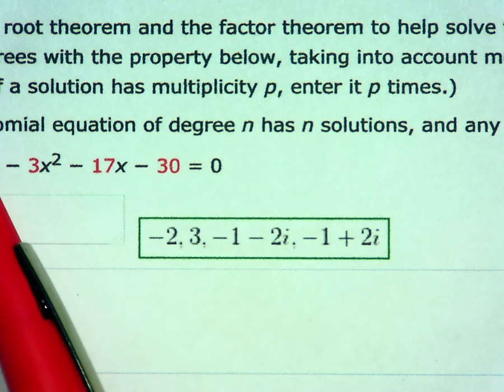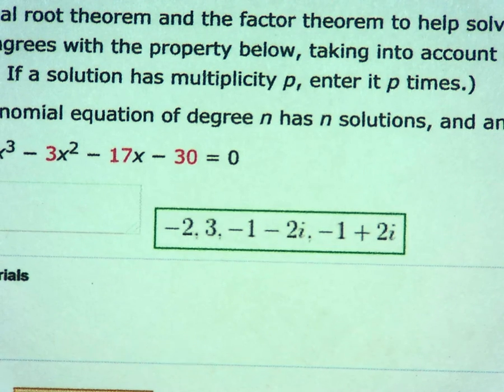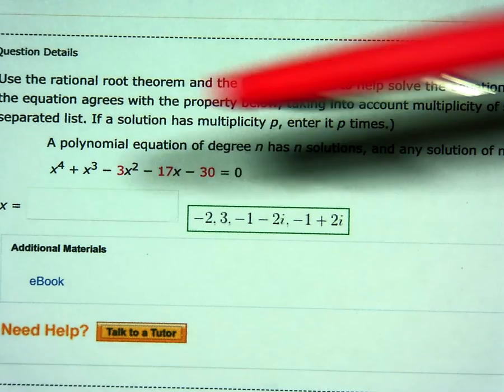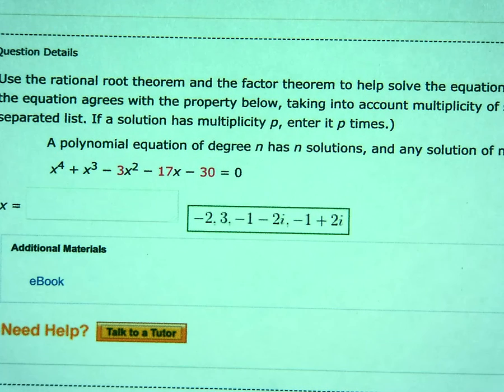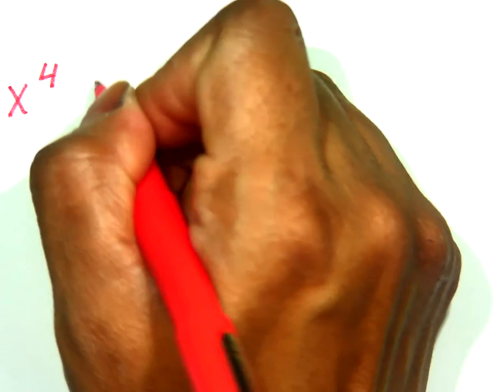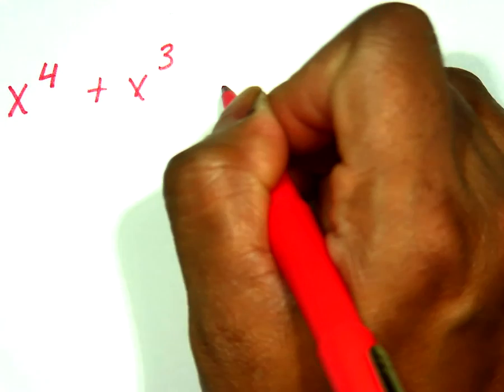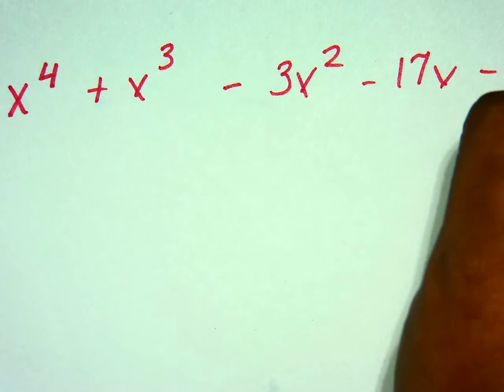Because your exponent is 4. So let me scoot it over again. So your highest exponent is 4, therefore your degree is 4, therefore you're going to have 4 answers. But let's figure out what in the world is going on. Okay, so this is going to take a minute. So what's given to us is x to the 4th power plus x cubed minus 3x squared minus 17x minus 30.